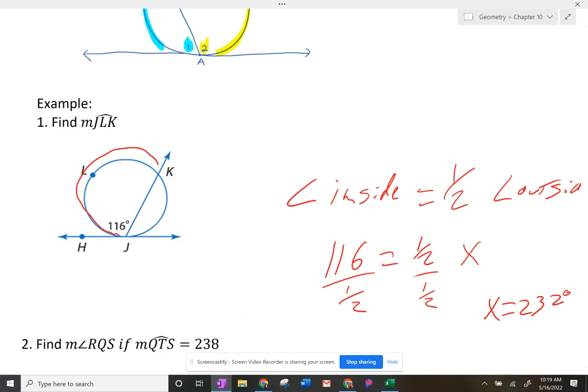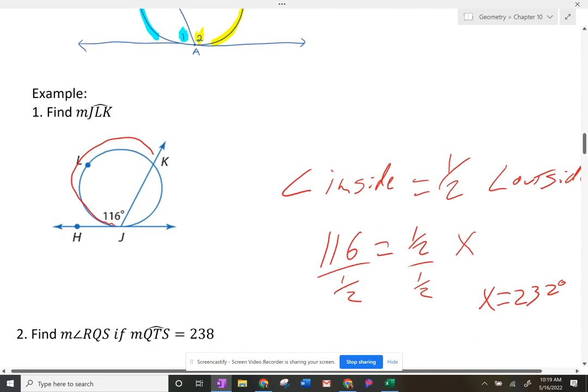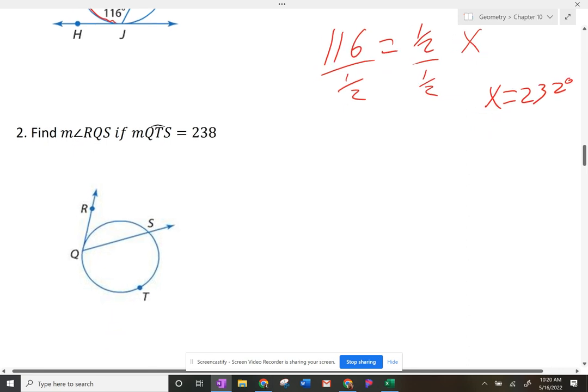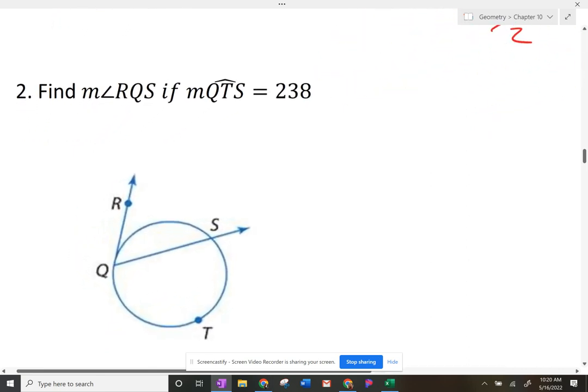Figure out if they're giving you the inside angle or the outside angle. It'll be either divided by 2 or multiplied by 2. I want you guys to show me what you can do in this one. It's telling you that this whole entire angle is 238.